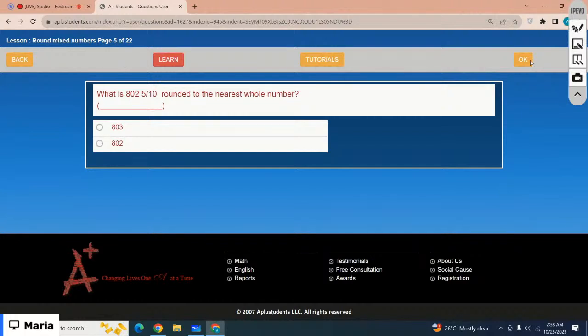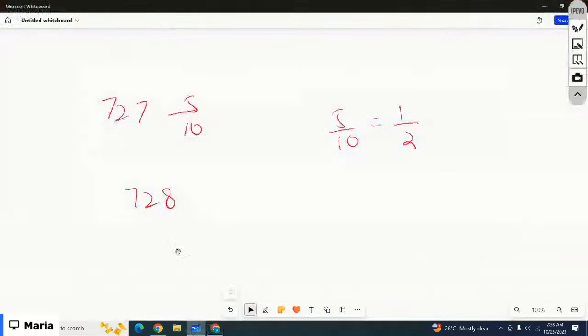Okay, the next one is 802 whole 5 over 10. Again, you have 5 over 10. 5 over 10 is exactly equal to half, right? How do I know it is equal to 1 over 2? 5 is half of 10. That means it equals 1 over 2, right? So it would be rounded to 803. The correct option is 803.